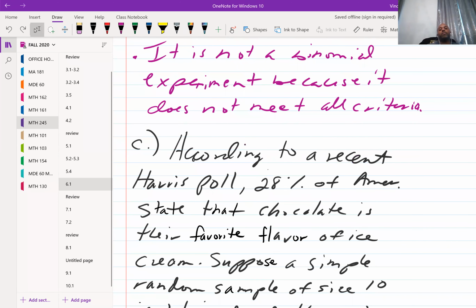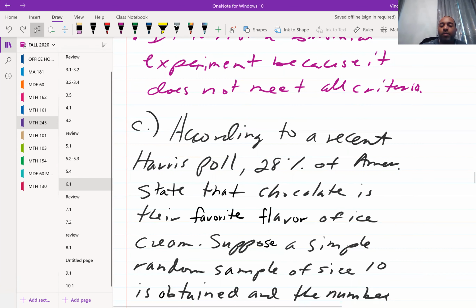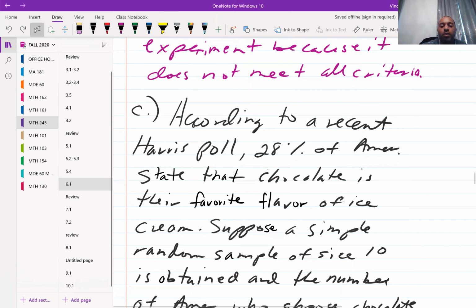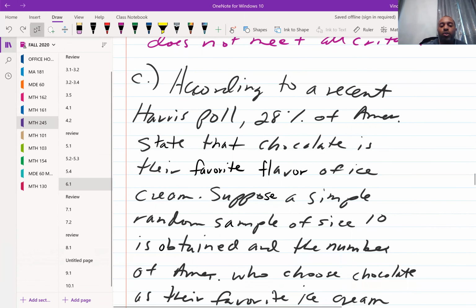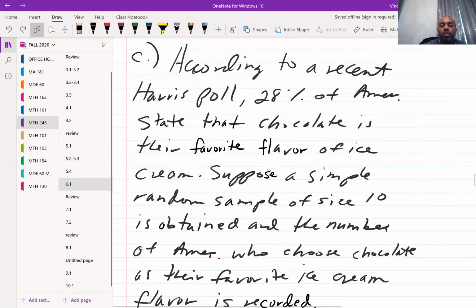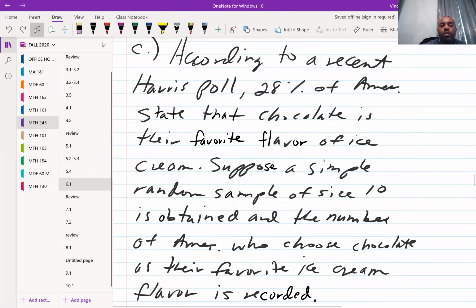Am I good? So, according to a recent Harris poll, 28% of Americans state that chocolate is their favorite flavor of ice cream. Suppose a simple random sample of size 10 is obtained and the number of Americans who choose chocolate as their favorite ice cream flavor is recorded.